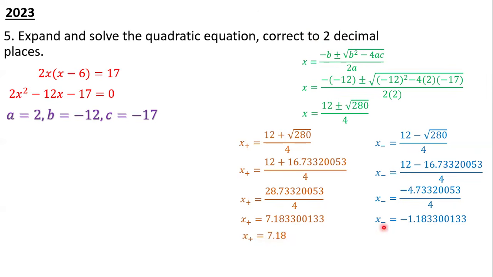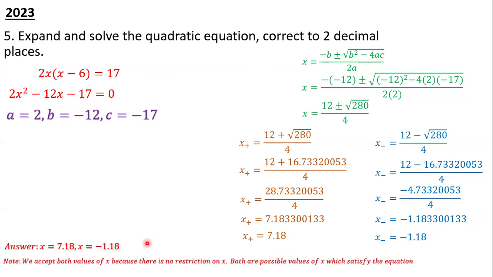And then we have x negative. Well, we have 3 here, and since 3 is less than 5, we cannot round up. So we're just going to have negative 1.18, and we eliminate all of the numbers behind 8. And so we have two values of x: x is equal to 7.18, and x is equal to negative 1.18.